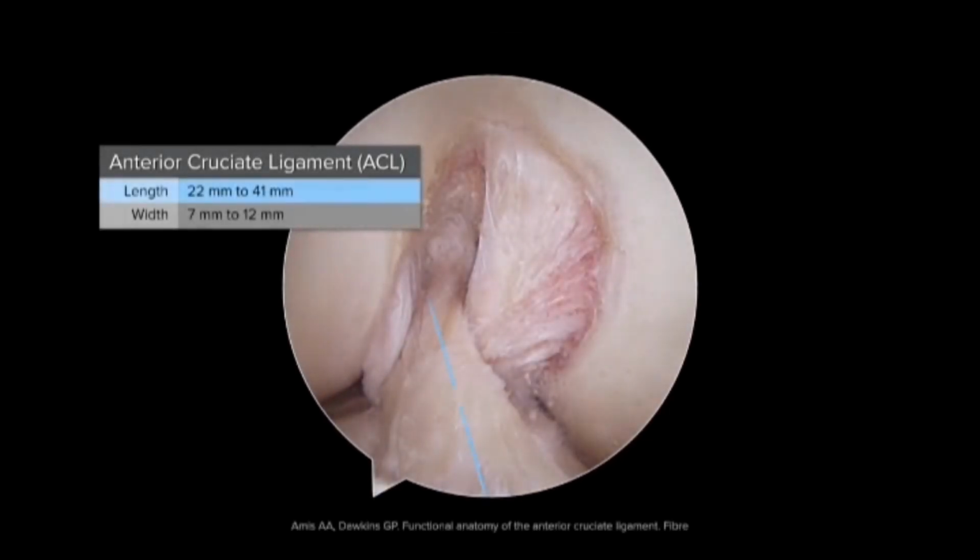The ACL's length ranges from 22 mm to 41 mm. Its width ranges from 7 mm to 12 mm.